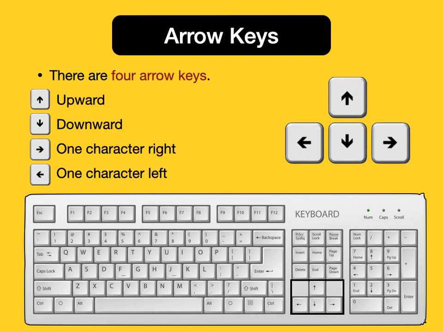Next one is left. The key which represents the left symbol is used to move the cursor one character left, and the last arrow key is rightwards, that we use to move our cursor one character right. So we have 4 arrow keys that are upward, downward, one character right and one character left.